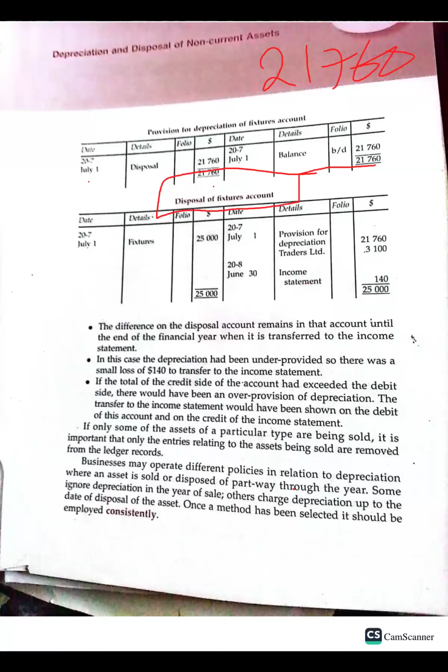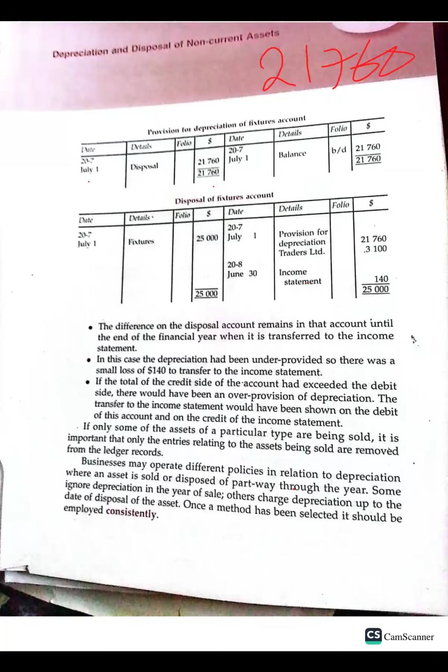Now, how do you record the same transaction in the disposal account? I've talked about two accounts already. I've talked about how to record in the assets account, the non-current assets account. I've shown you how to record that transaction. Now I've shown you how to record the same transaction in the provision for depreciation account. So I want to now show you how you record in the disposal of non-current asset account. The asset in question is the fixtures. So how can you come up with that account now? This is where you have to pay extreme attention.